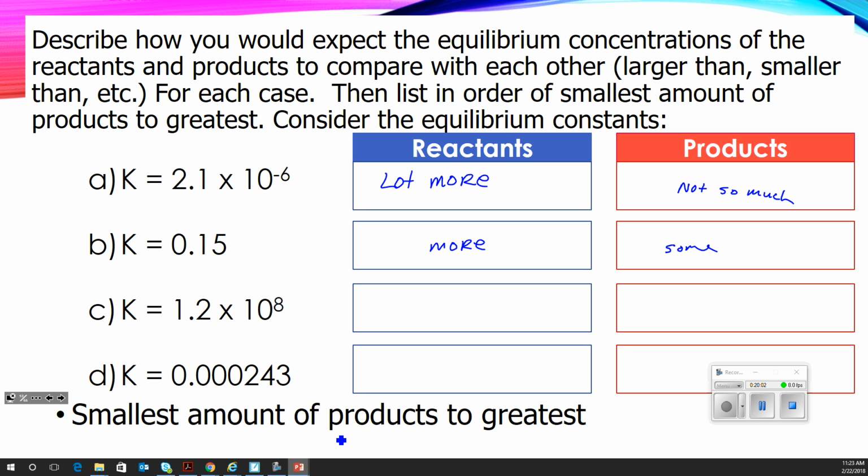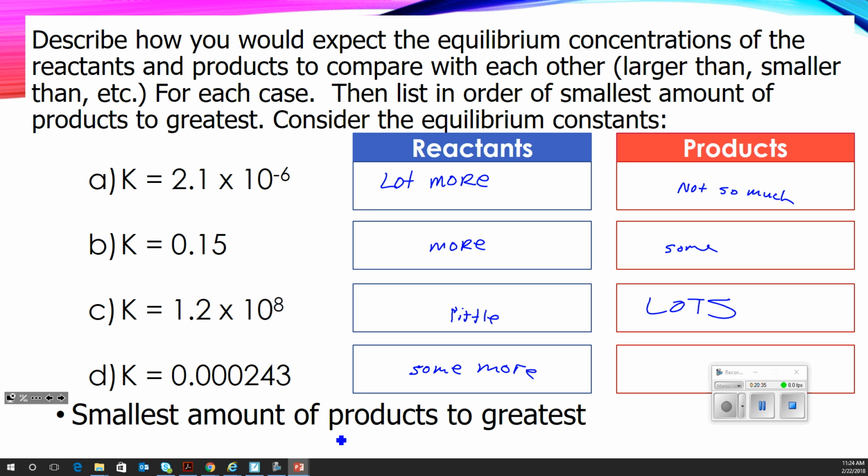Okay, let's look at the next number, 1.2 times 10 to the 8. Which one do I have a lot of? Products. I have lots of products and little over here. Then the last one, 0.000243. Reactants. Where does it fit between A and B? Since we got a lot more reactants, somewhere will go between them.